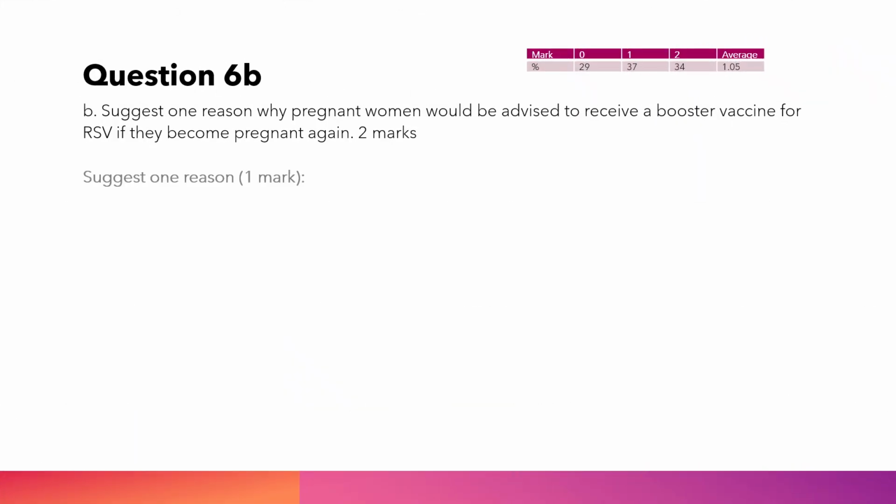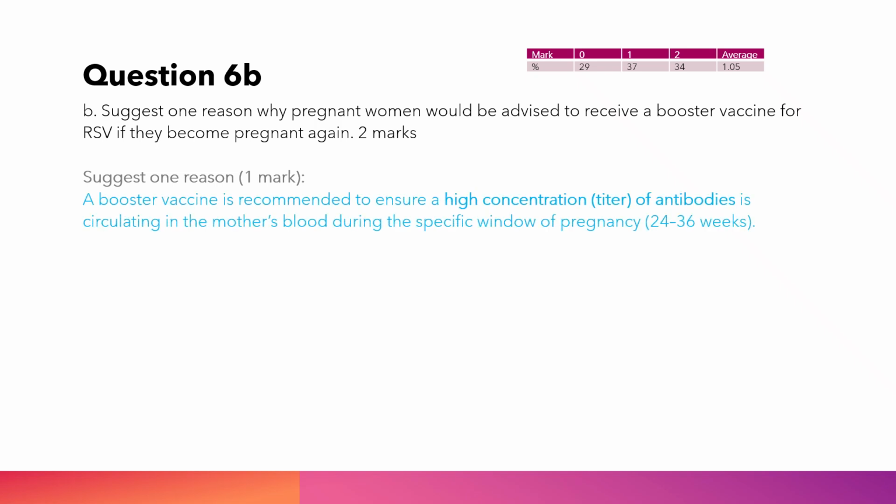Suggest one reason. A booster vaccine is recommended to ensure a high concentration, titer, of antibodies is circulating in the mother's blood during the specific window of pregnancy, 24 to 36 weeks.